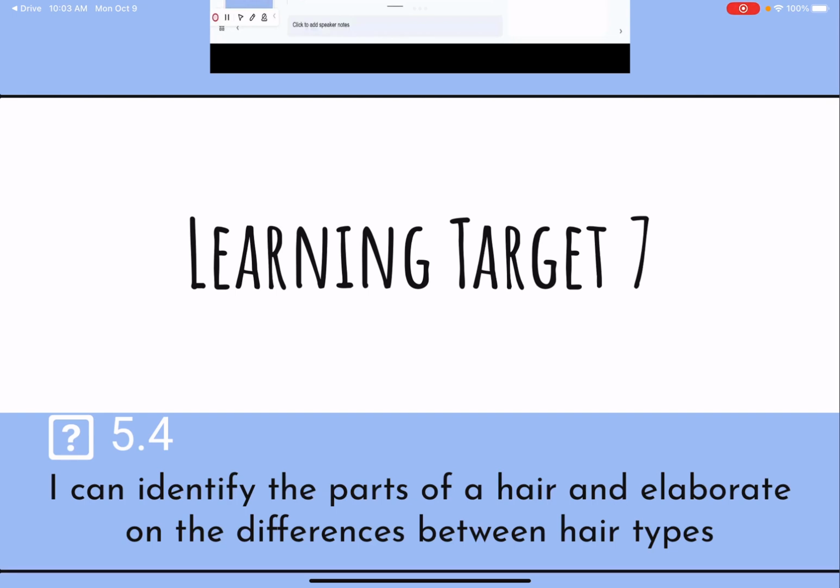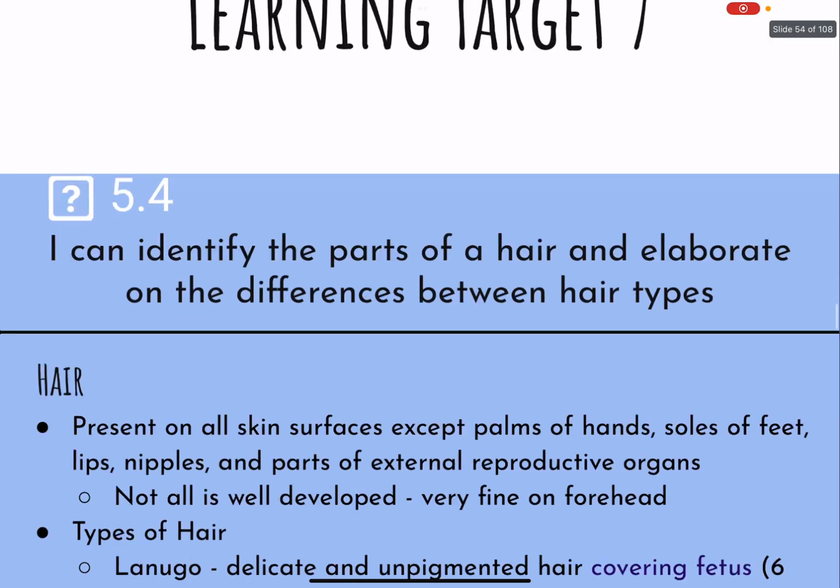Okay, learning target 7. Learning target 7 says I can identify the parts of a hair and elaborate on the differences between hair types. So hair is our first accessory structure that we talk about with the skin. By accessory structure, it's a part of it. It's going to do some things for the skin, help protect us, keep us warm, things like that. So let's get into hair and the parts of it.